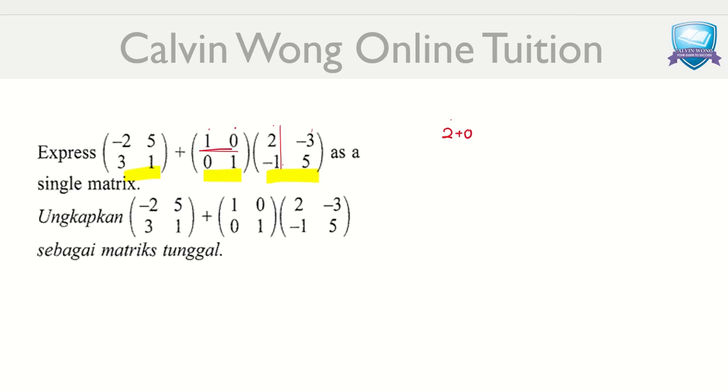Row 1, column 2 will be here. -3 plus 0. Okay. Row 2, column 1. Then we have 0 times 2, 1 times -1, and the last one, row 2, column 2. It's 0 plus 1. All right, that's what you get. And surprisingly, you get this.